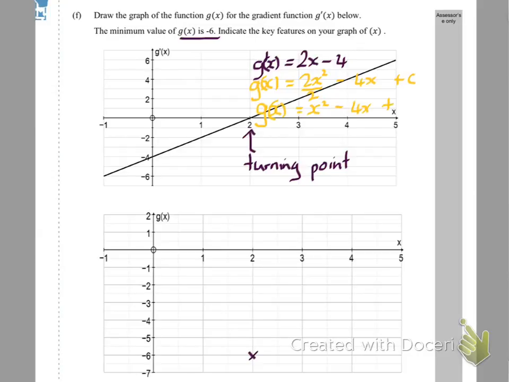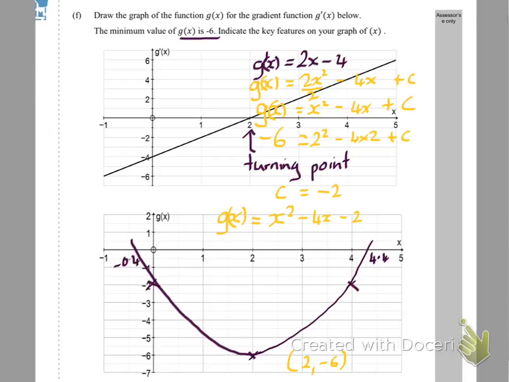Use the point that we've got of +2, -6. Use that point. Put it in to work out what the c is. We find the c is -2. So now we've got the actual function, and we can find the coordinates and sketch it in. There's excellence.